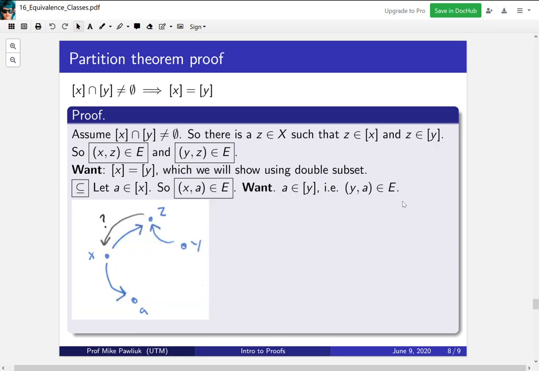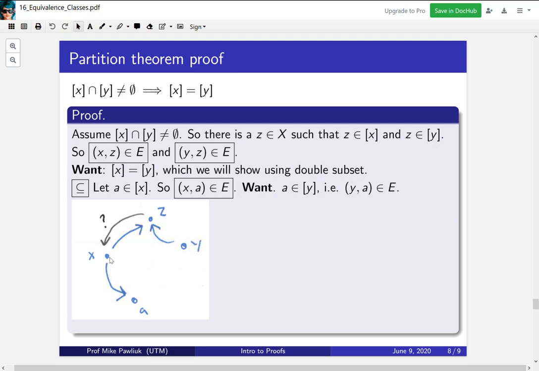So here's our diagram. We know that X is related to Z, so X points to Z. We know that Y is related to Z, so Y points to Z. And then finally, we know that X is related to A, so X points to A. Our goal is to show that Y is related to A. Put another way, can we get from Y all the way to A? Well, not quite, because this arrow is going in the wrong direction. So if we could show that Z was related to X, then yes, we could go here, then here, then here. So how do we get this arrow to show up?